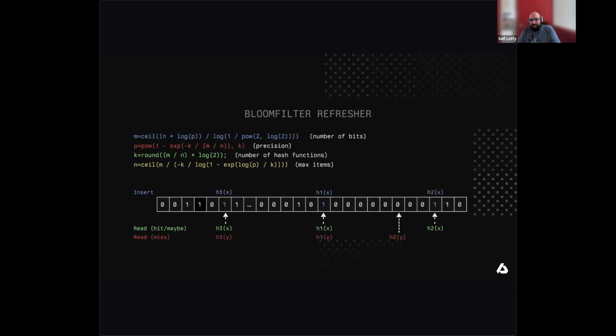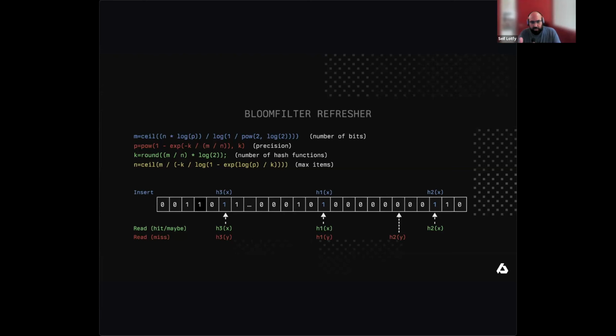This is the algorithm behind it. You take X and hash it, let's say K times. Of the 4 parameters, you just need 2 of them, and you can derive the other 2. If I know the maximum number of unique items I have and the precision I want, you can derive how big your Bloom filter will be and how many times you need to hash to reach that accuracy rate.